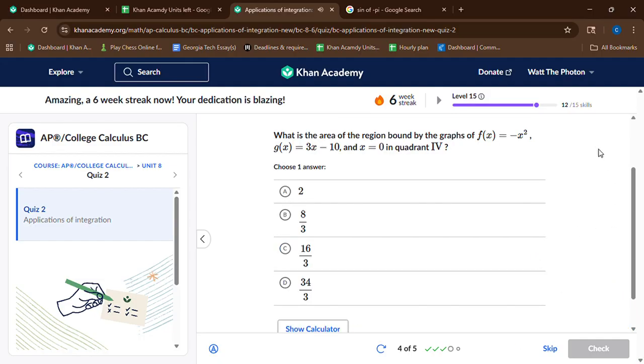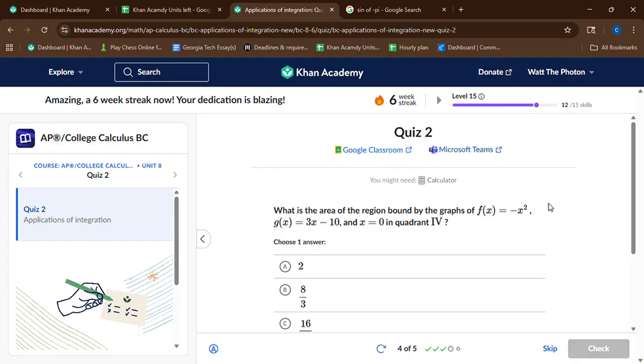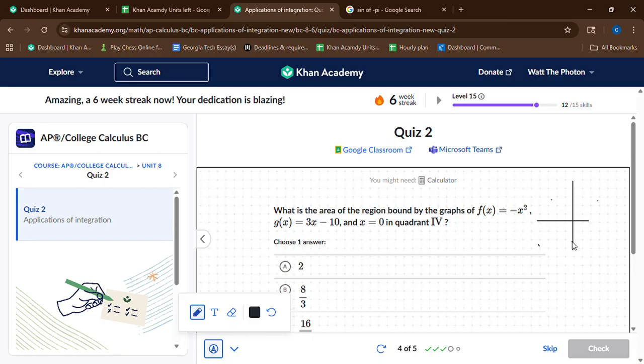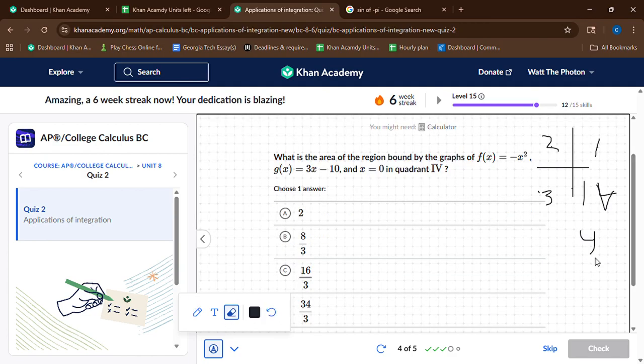What's the area of the region bounded by the graphs f of x is equal to negative x squared, g of x in quadrant 4? So 1, 2, 3, 4. I think that one's quadrant 4. Okay. Negative x squared, so we go with a negative parabola. Negative 3x minus negative 10. And then it shoots up like this. So what is this area?